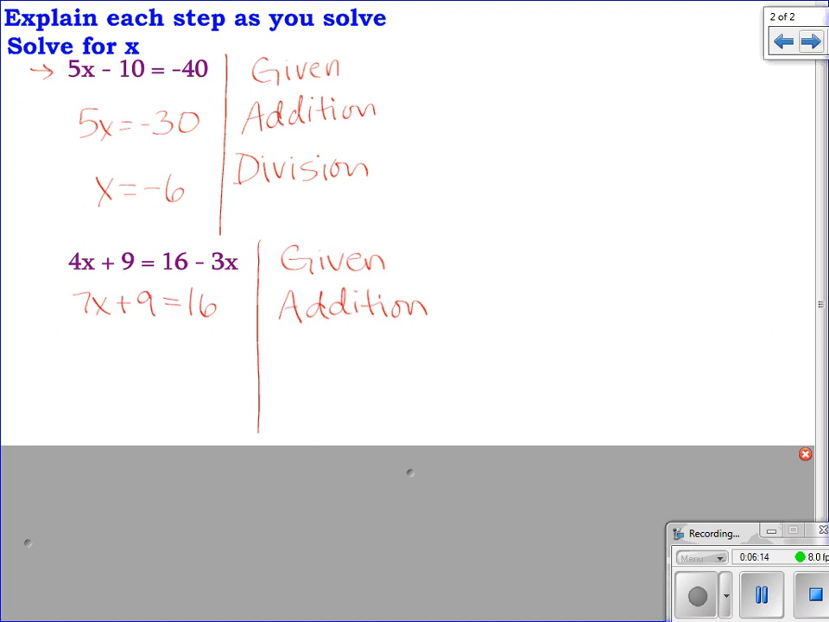What would be next? Subtraction. We're subtracting 9 from both sides. So now we have 7x equals 7. Okay, last step. Division. Divide both sides by 7. We get 1.